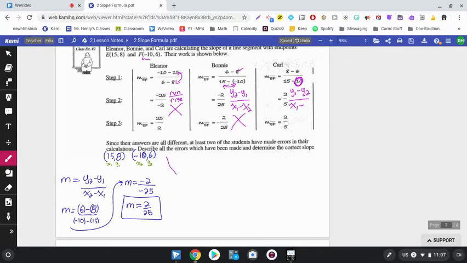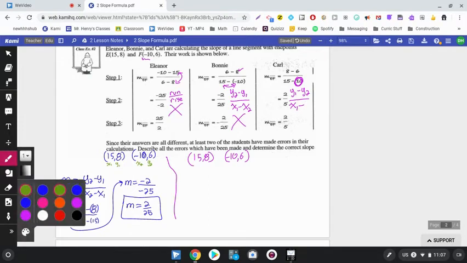But Carl actually could have done it right. Let's say at the very start of this thing, I decided to label it the opposite way. I decided to call the first point x2 and y2. And then the next one, we call that x1, y1. It doesn't matter. I'm just naming the points. The points could have been given to me in any order.